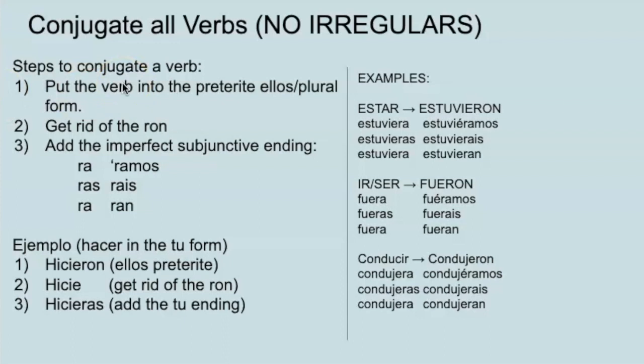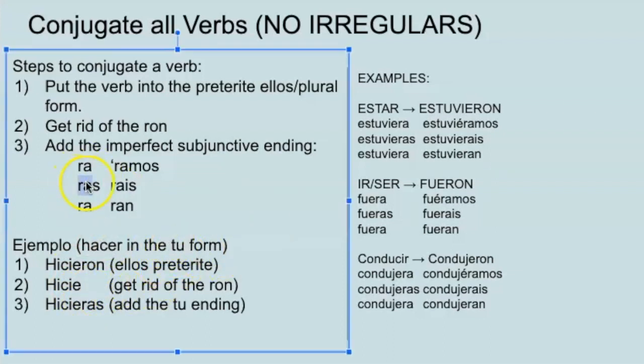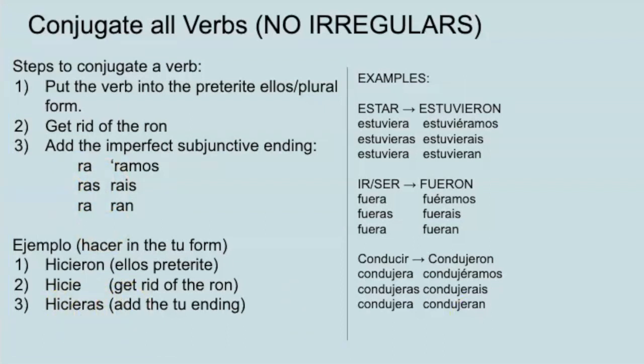And it comes from the ellos, or the plural form of the preterite conjugated verb. And then after that, you get rid of the ron at the end, and then you add the ending. So that will make more sense with an example. So, for example, hacer, you can know it's ellos hicieron, right? And then you get rid of the ron, hicie, and then you'd add the ending. And if we're conjugating tú, you'd add the ras. So hicieras. Well, I could say something like esperaba que hicieras la tarea. So I was hoping that you did the homework, or you do the homework.